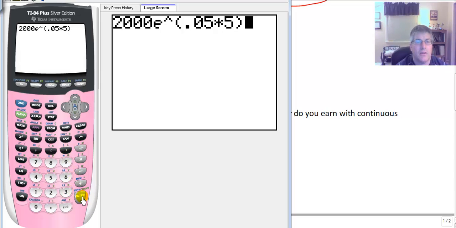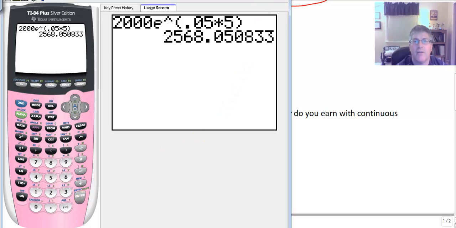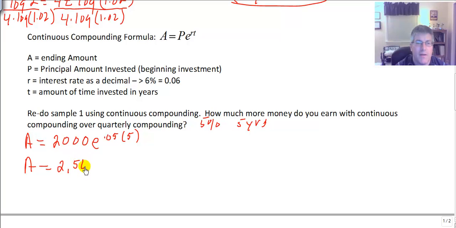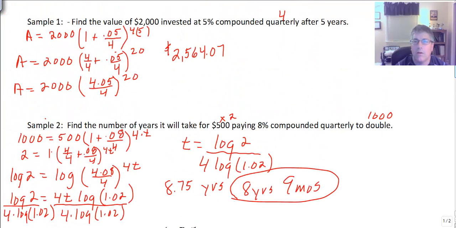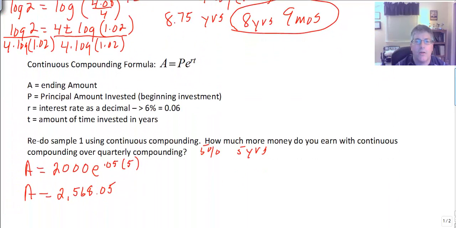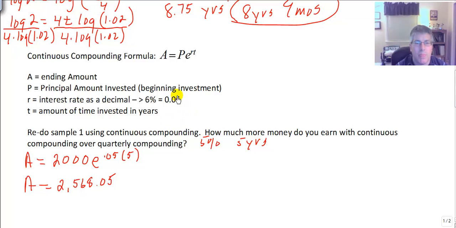Let your calculator do the work for you here. And we get $2,568.05. So it looks like we earn about another $4 over 5 years, $3.98 additional. So good deal for you.